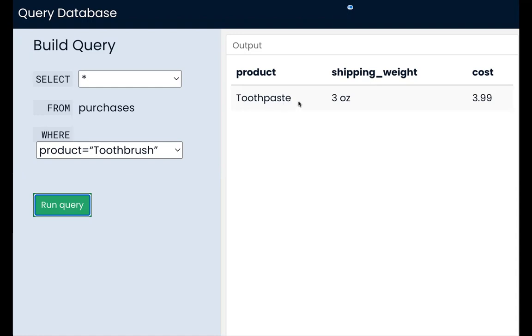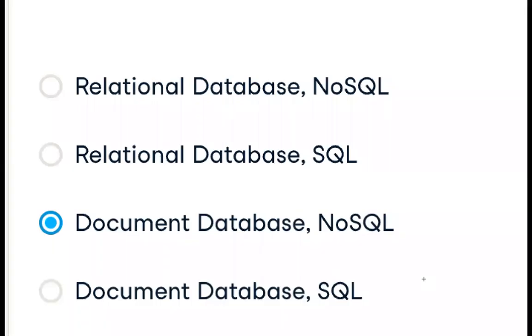So toothpaste, this is it. The product, toothpaste, shipping weight, cost. Here. Now, what do you think this query falls under, which database? I'm coming to show you the possible answers. Right. Does this query fall under a relational database that's requiring NoSQL, or a relational database that's requiring SQL, or a document database that's using NoSQL, or a document database using SQL? Anyone?